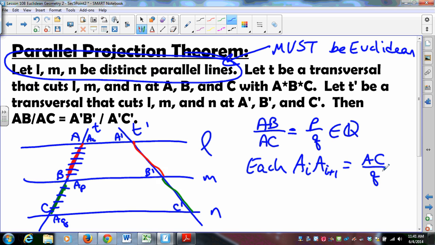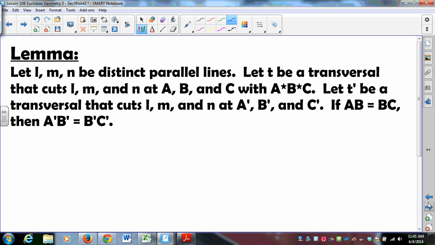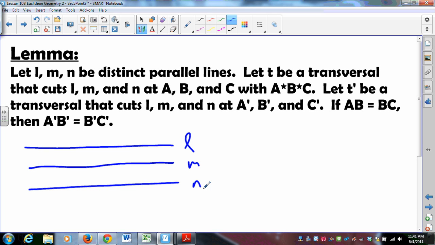Time now for a lemma. We pause for a lemma because what we're about to say needs a lemma. Here's the lemma. Let L, M, and N be distinct parallel lines. Let T be a transversal that cuts L, M, and N at A, B, and C with B between A and C, and T prime is some other transversal that cuts at A prime, B prime, and C prime. If AB is congruent to BC, then A prime B prime is congruent to B prime C prime. This is our lemma. And the lemma gets proven in the following way.